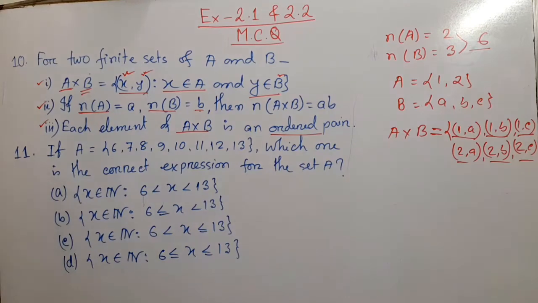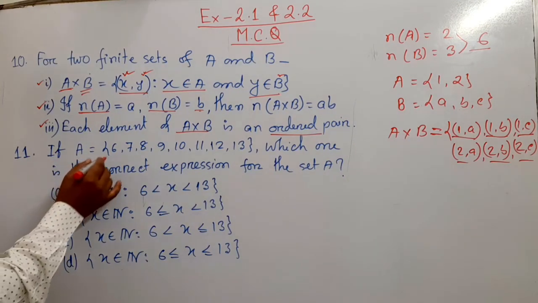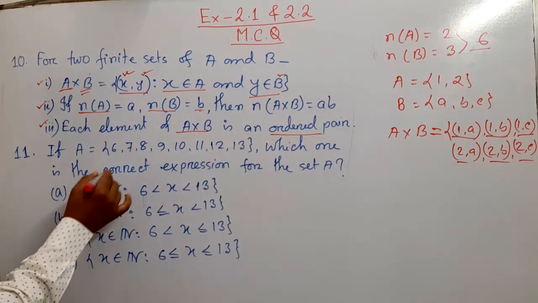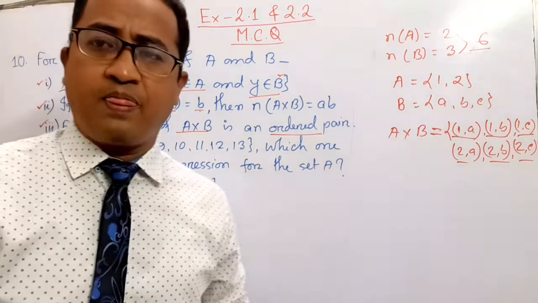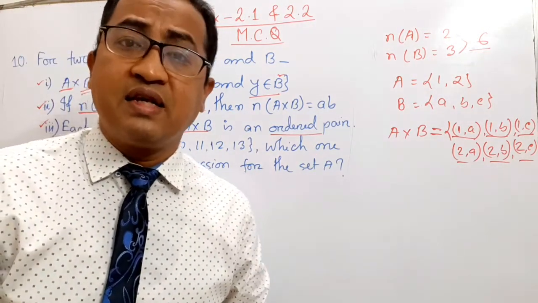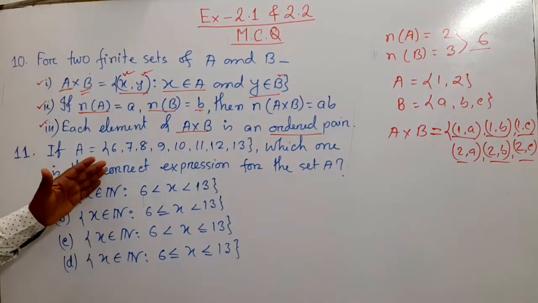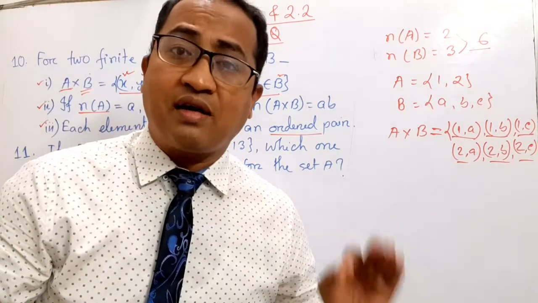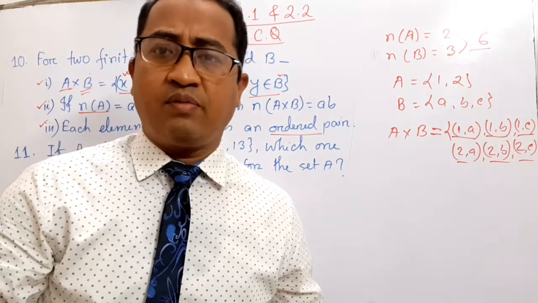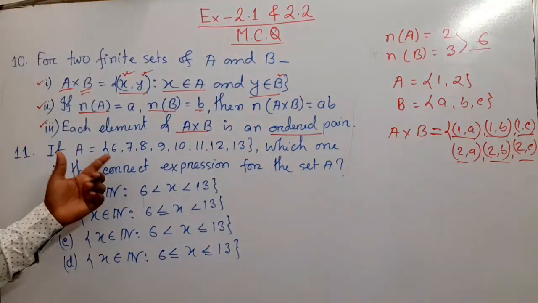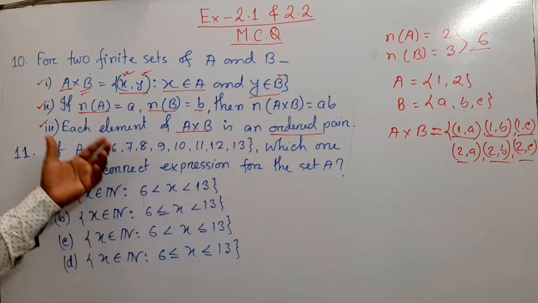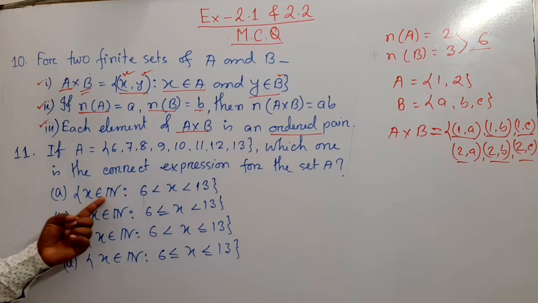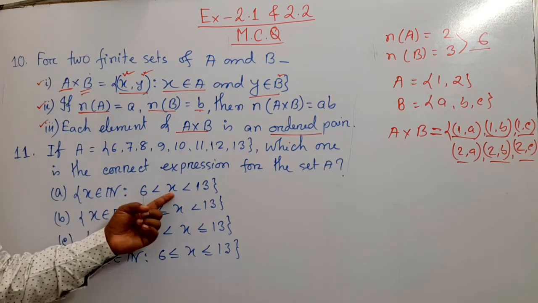Now, question number 11. If A is equal to {6, 7, 8, 9, 10, 11, 12, 13}, which one is the correct expression for the set A? Actually, here set A is given in the tabular method and the options are given in the set builder method. Which one is the correct set builder form for the given set A? Look, it is all the natural numbers from 6 to 13. So option A: x is an element of natural numbers and 6 is less than x less than 13.